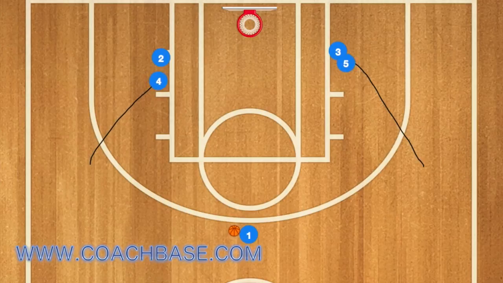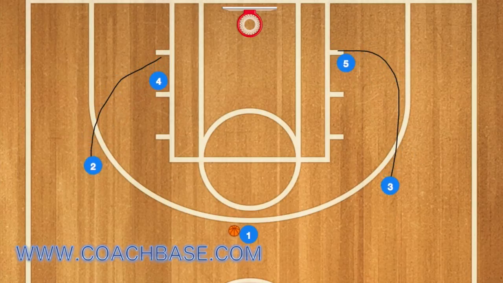Next is a down screen. So in this example, 4 and 5 would screen down for 2 and 3. Hopefully the defense will say switch. They'll switch off and there will be a mismatch down low. And in this example, 1 would pass to 3 and 3 will pass to 5 and 5 will hopefully score.